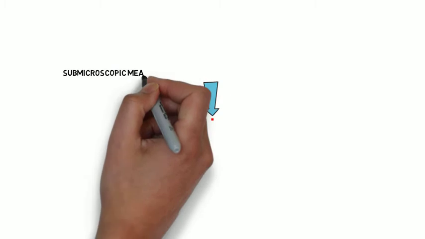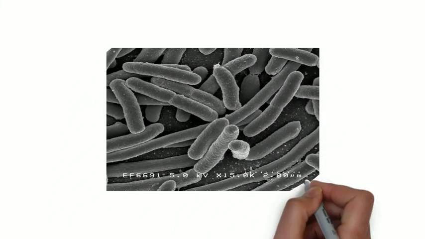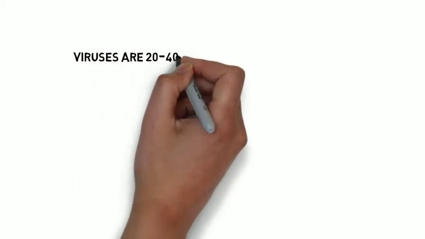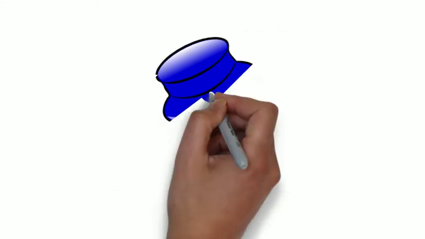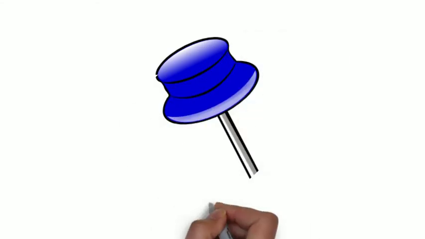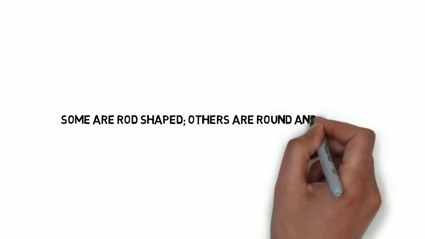A virus is a submicroscopic infectious agent that only replicates inside the living cells of an organism. They are tiny, sizes from 20 to 40 nanometers in diameter. Billions can fit on the head of a pin. Some are rod-shaped. Others are round and 20-sided.